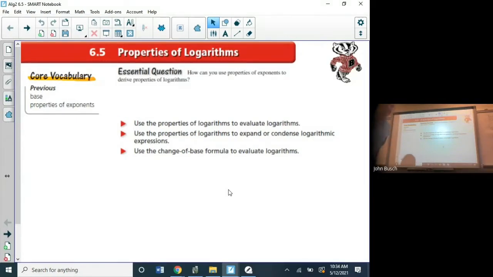We are doing properties of logs. And I don't have my mask on, that's kind of fun. So, let me see. Properties of logs.